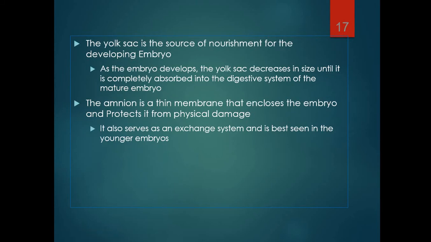The yolk sac is the source of nourishment for the developing embryo. As the embryo develops, the yolk sac reduces in size until it is completely absorbed into the digestive system of the mature embryo. The amnion is a thin membrane that encloses the embryo and protects it from physical damage. It also serves as an exchange system and is best seen in younger embryos.